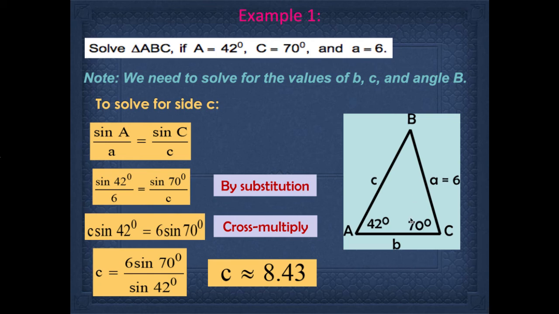Again, in this example, this case falls under the ASA case because here you are given two angles and one side. Angles A and C are given as well as side a.